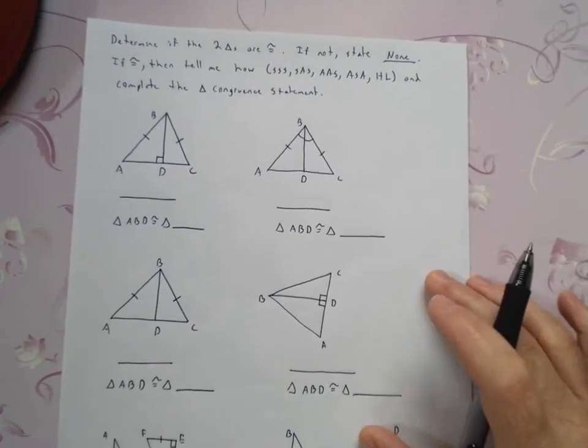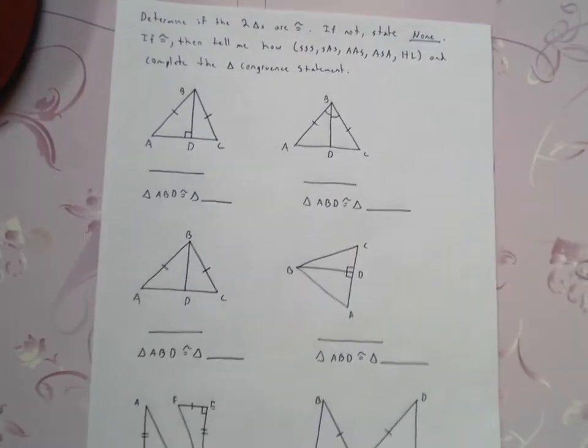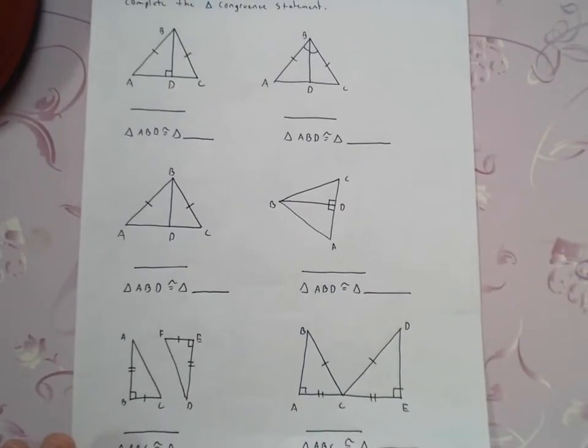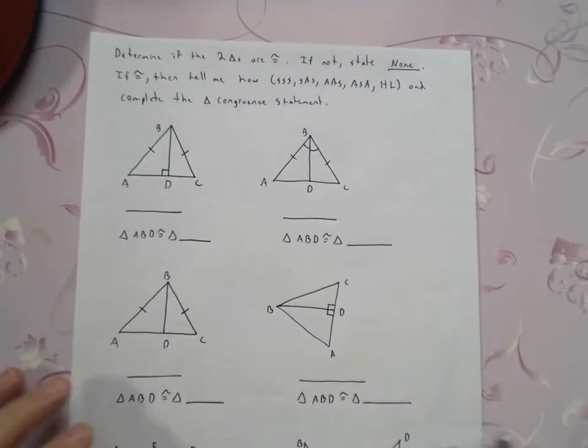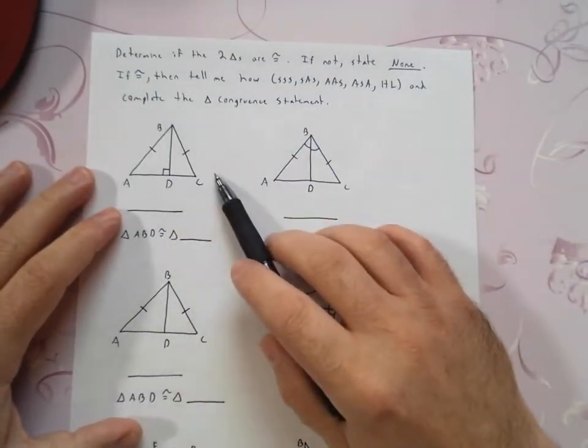Alright, so we're going back to proving triangles are congruent. And again, I'm not going to mark everything in these pictures for you. Sometimes you need to mark some things like vertical angles and reflexive, things like that. But again, I want you to tell me if these triangles are congruent.